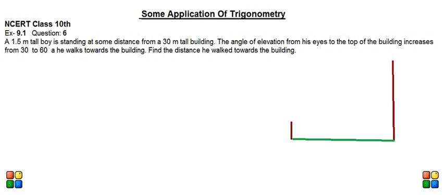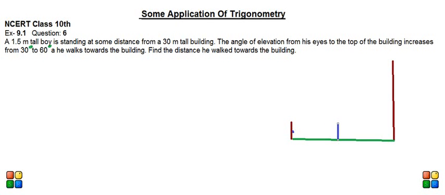So what's the next part? The angle of elevation from his eyes to the top of the building increases from 30 degrees to 60 degrees as he walks towards the building. So that means a person is standing here right now. After some time, this person will walk towards the building. So I'm having another clone of this person, and as he walks, he's going to walk towards the building like this. Are you getting it?